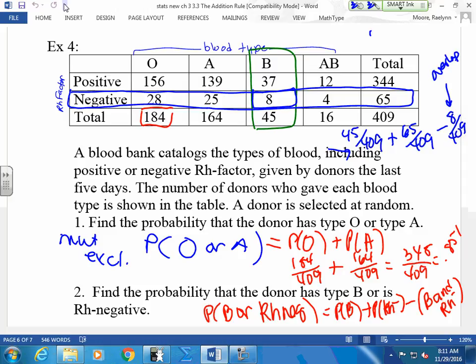If you picture a Venn diagram, here's your B's, here's your Rh negatives. These are the guys that are B and Rh negative. That's what my Venn diagram says. They overlap there. Okay? You feel that? That's the tricky part. So I want you guys to try it for us right underneath it.